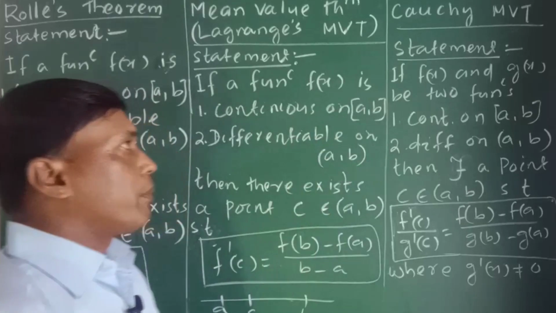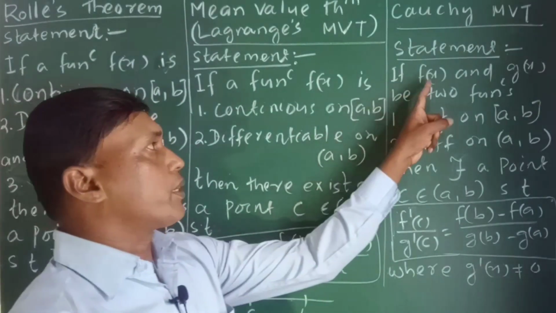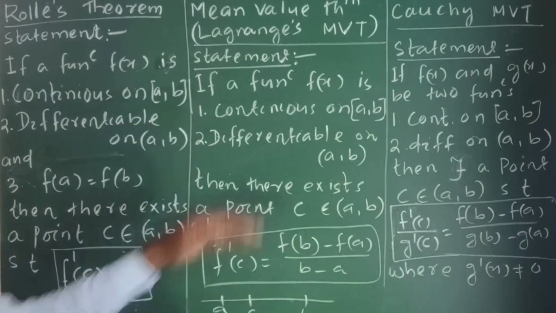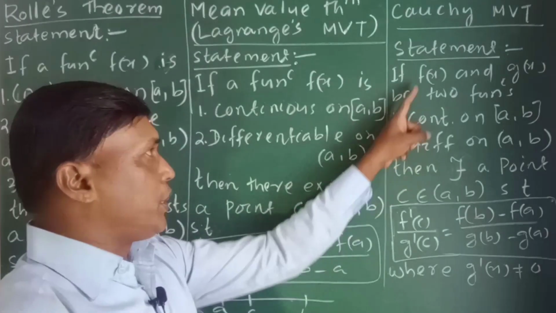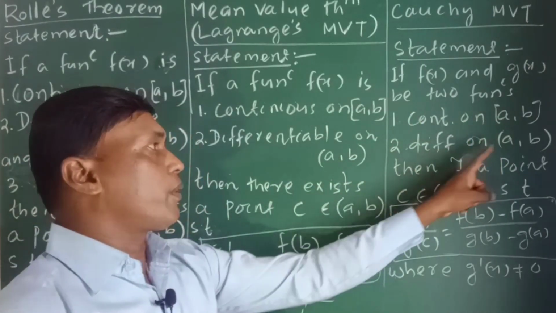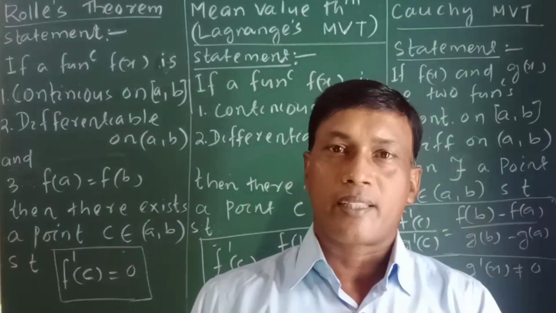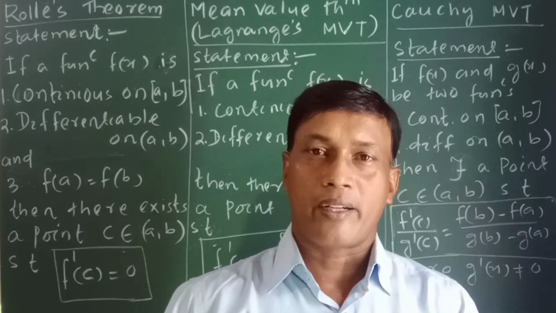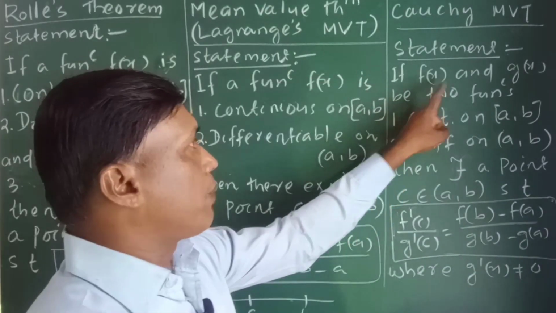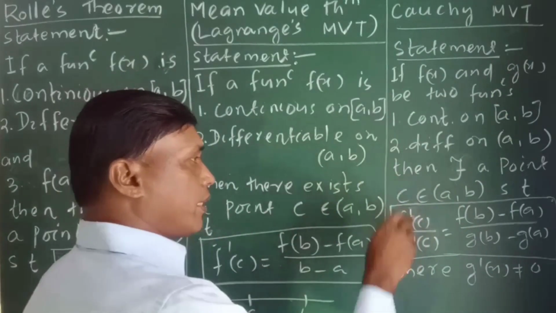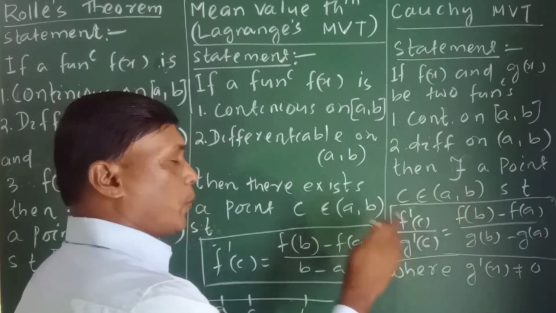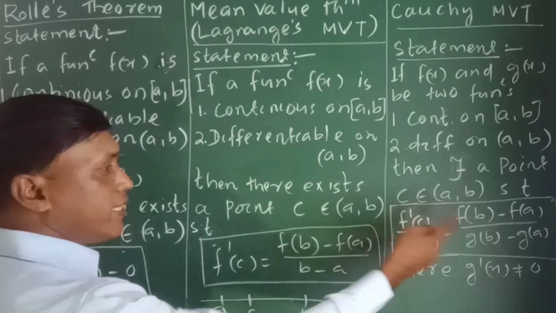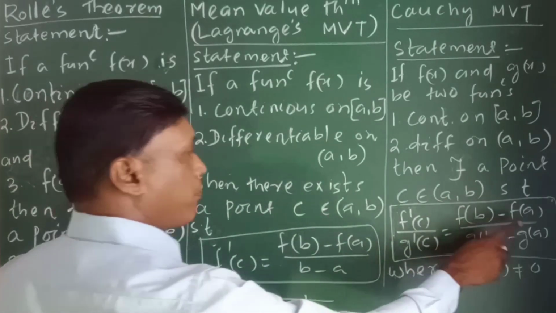And another is the Cauchy mean value theorem, where we need two functions f of x and g of x. And these two functions f of x and g of x satisfy that these two functions are continuous on AB and differentiable on AB. So among these three theorems, the first 2 points are common. The functions must be continuous on the closed interval and differentiable on the open interval. Any two functions f of x and g of x satisfy these two conditions, then there is a point C in between A and B. We can find a point C between A and B where f dash C by g dash C is equal to f of B minus f of A by g of B minus g of A.